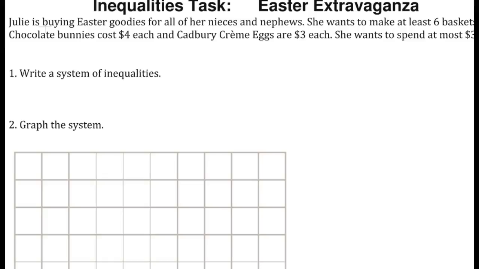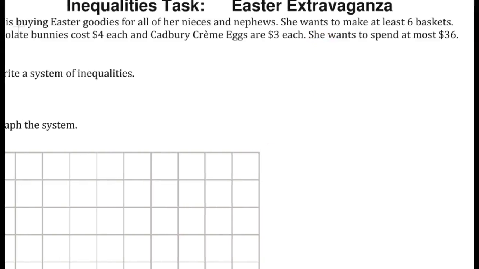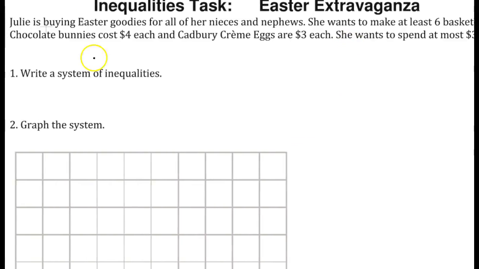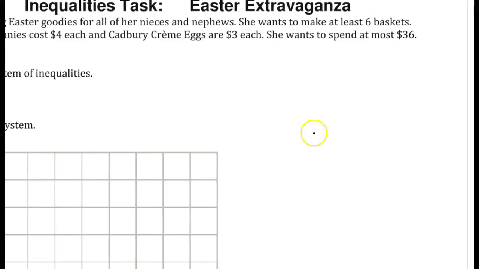So we're buying Easter egg goodies, right? And we're going to make at least 6 baskets, right? And the bunnies cost $4, and the Cadbury cream eggs cost $3 each. And we want to spend at most $36. So let's begin with these two phrases because that's actually very important.